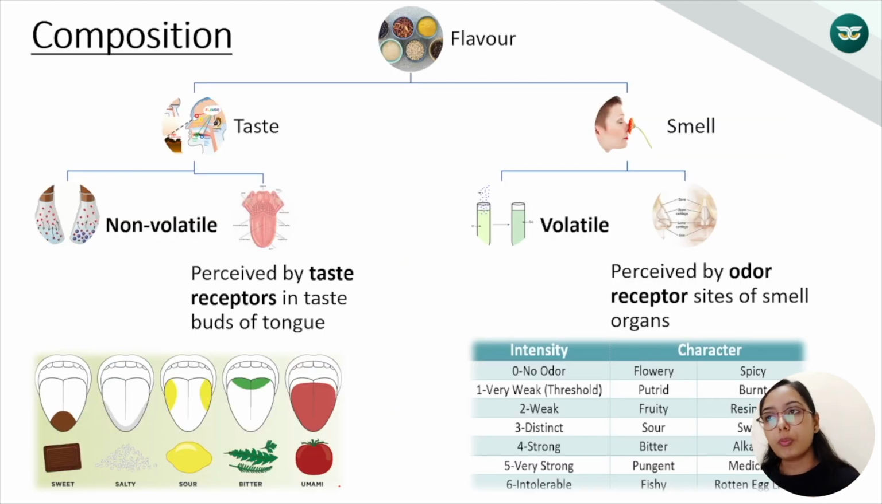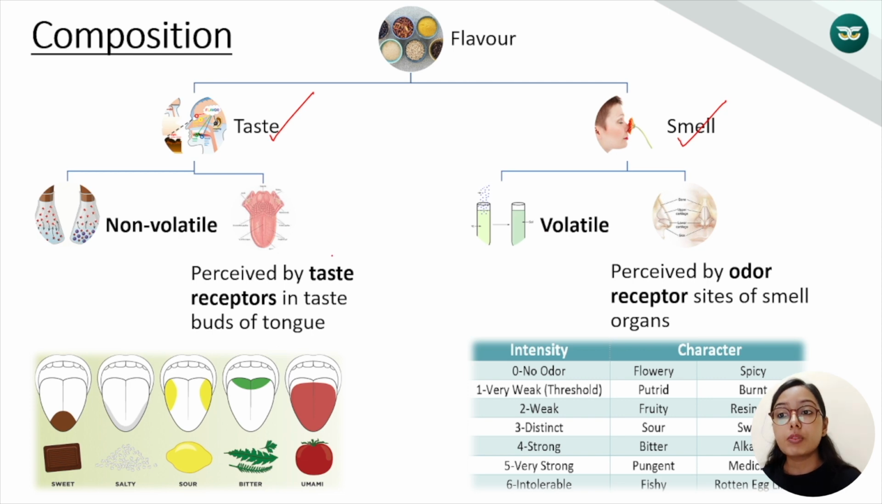Now talking about the composition of flavor, as we discussed just now, in the perception of flavor two different components are very important, which are taste and smell. So in general, the composition of flavor is made up of two different senses, taste and smell. Taste is a non-volatile type of compound, and as we know, taste we cannot see as such. On the other hand, smell is volatile in nature.